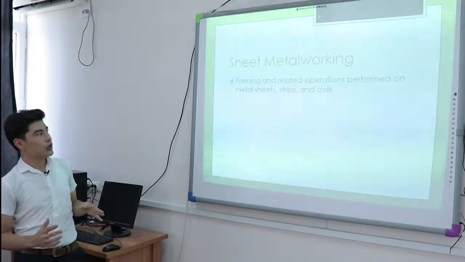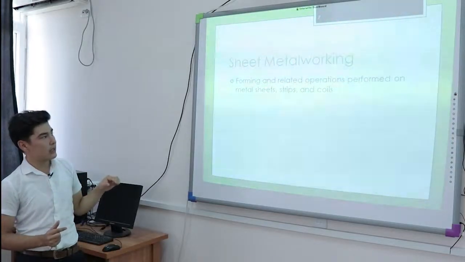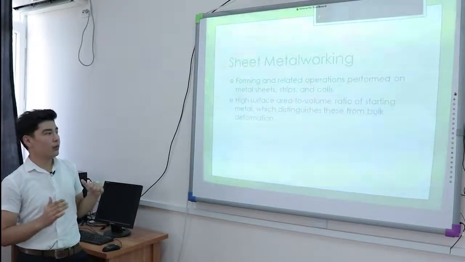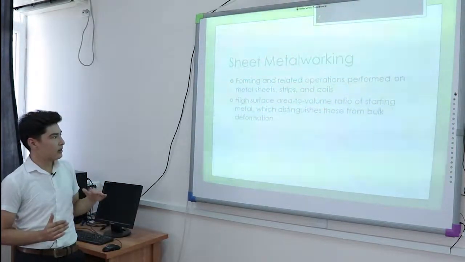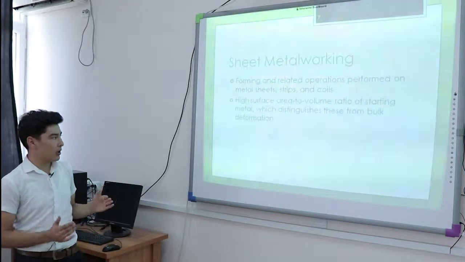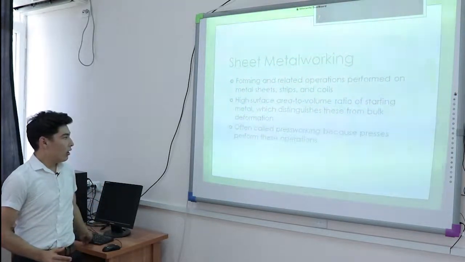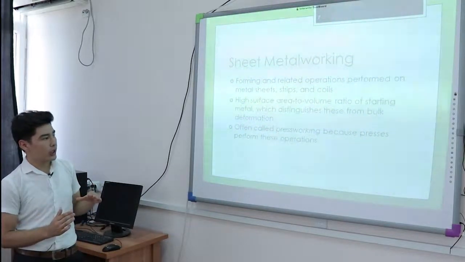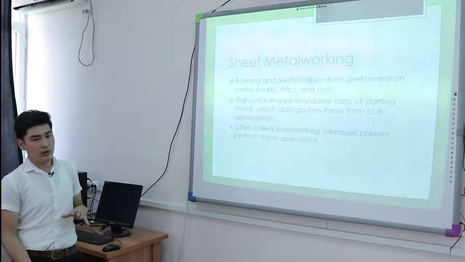The next thing we should know is sheet metal working. In sheet metal working, forming and related operations are performed on metal sheets, strips, and coils. The high surface area to volume ratio of the starting metal distinguishes this from bulk deformation. It is often called press working, because in sheet metal working, a press performs these operations.